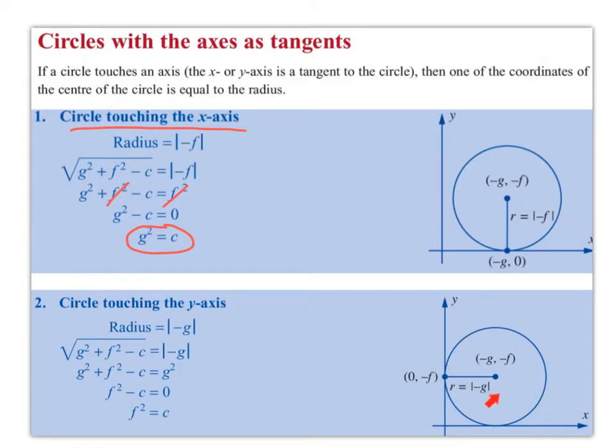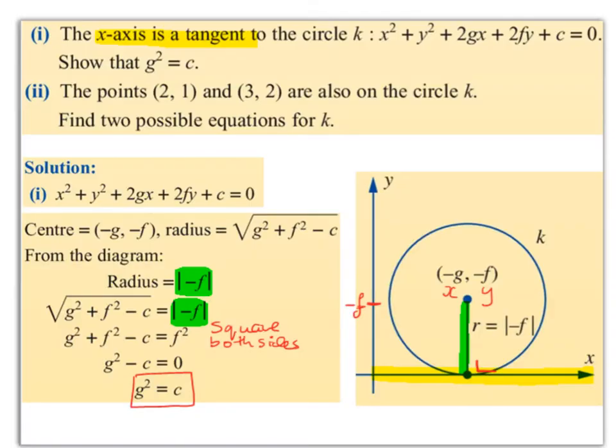But we have the modulus symbol to show that it must be positive, because again, length and distance must always be positive. So the radius, the square root of g squared plus f squared minus c, is equal to the modulus of minus g. So squaring both sides, we get g squared plus f squared minus c is equal to g squared. Cancelling out the g squared on each side, we have f squared minus c is equal to 0. And solving for f squared, we get f squared is equal to c. So for a circle touching the y-axis, we have f squared is equal to c.